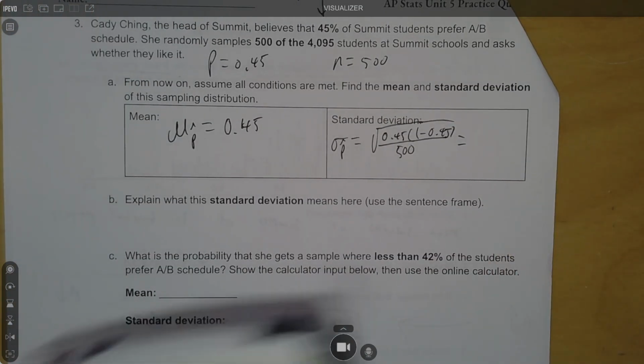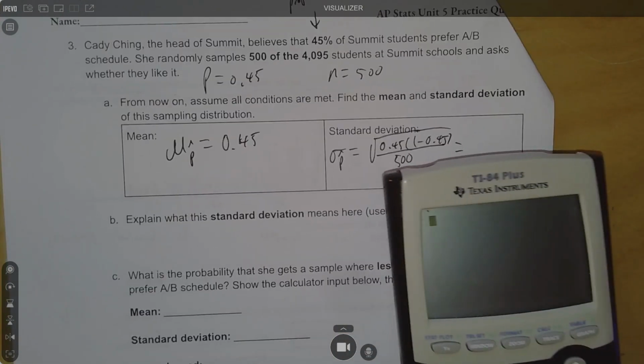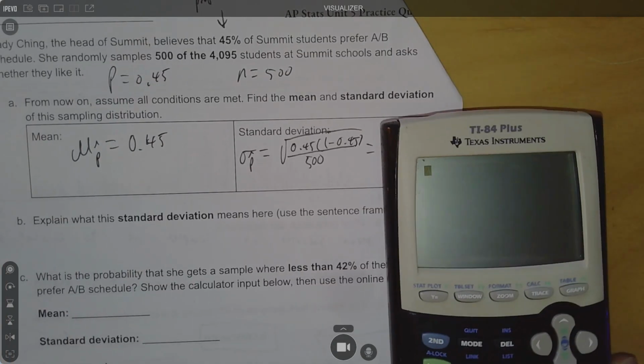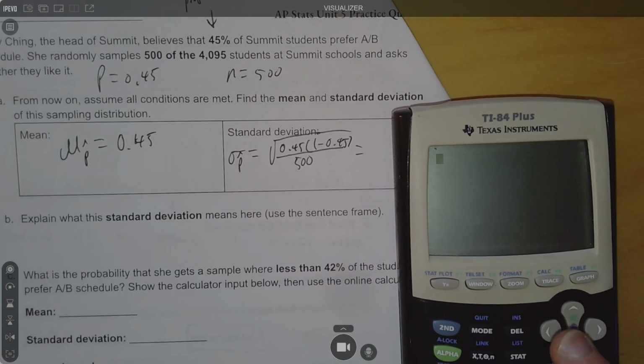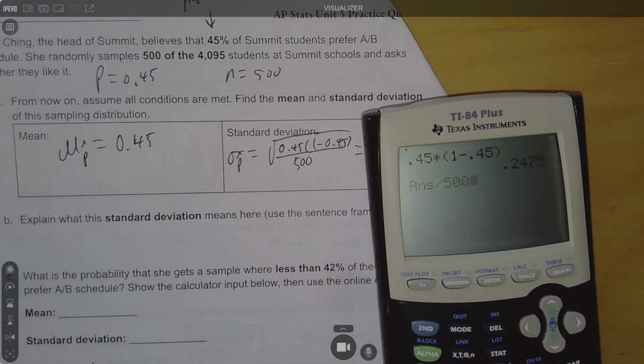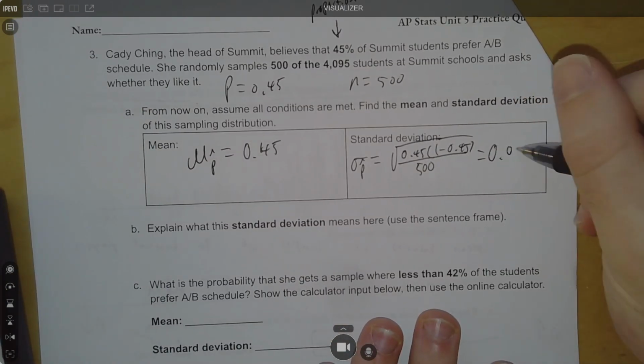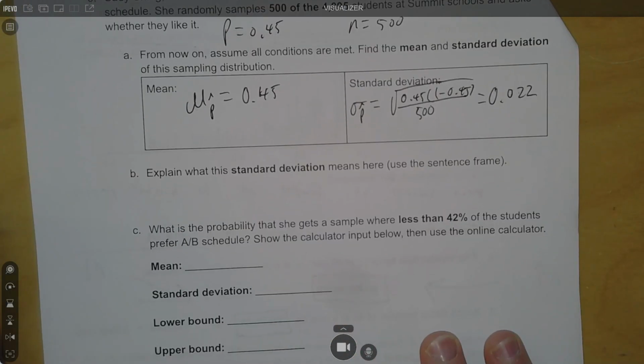But it is a really important skill, guys, to be able to calculate this in your calculator. This isn't going anywhere, and it's just useful in your future classes and in life to be able to use a calculator. So I want to see you guys do it. So here we go. 0.45 times parentheses 1 minus 0.45 is 0.2475. We're going to divide that by 500. Okay, and then I'm going to square root that. So second, x squared, and then answer, and I get 0.022. Let's do 3 decimal places. So I get 0.022. Explain what the standard deviation means here.